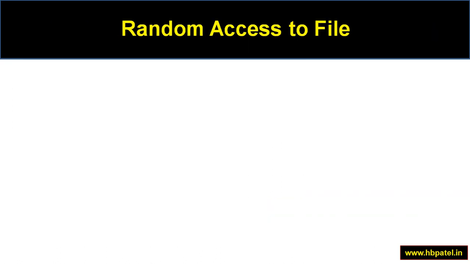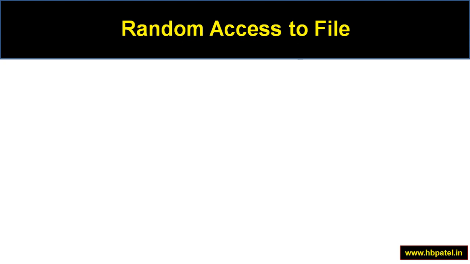Now, random access to file. This is very interesting, and from an exam point of view also it is a very interesting topic. Random access is very simple to understand: accessing the file randomly. Supposing there are 10 elements in your file. Sequential access means you go one by one. You refer to the first, then the second, then the third item, then the fourth, fifth, sixth, seventh. This is sequential access.